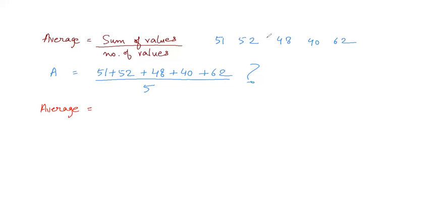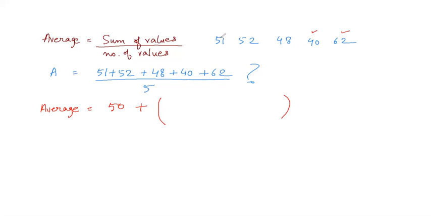As I know that the average is going to lie between the smallest value in this range, which is 40 over here, and the largest value in this range, which is 62. So I know that my average is going to lie between 40 and 62. So let me take any value between 40 and 62. Let that value be 50. Okay, so 50 is my base value. And then I'll calculate the difference between all these values and 50.